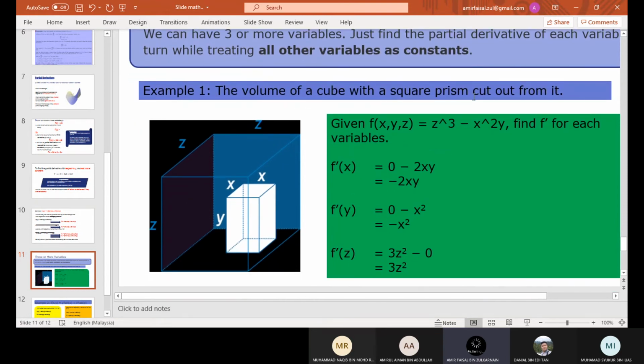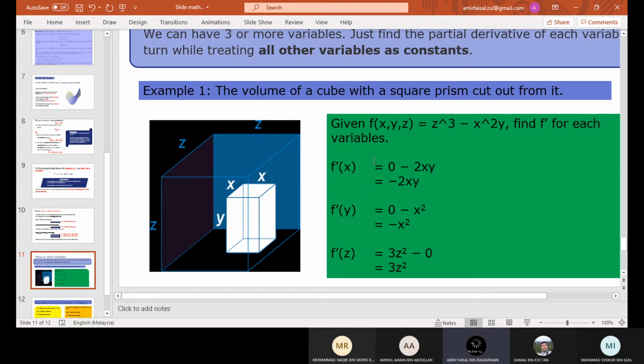The volume of a cube with a square prism cut out from it. As we can see here, z, z, z, x, x, y. Given f(x,y,z) equal to z cubed minus x squared y. Find f prime for each variable.